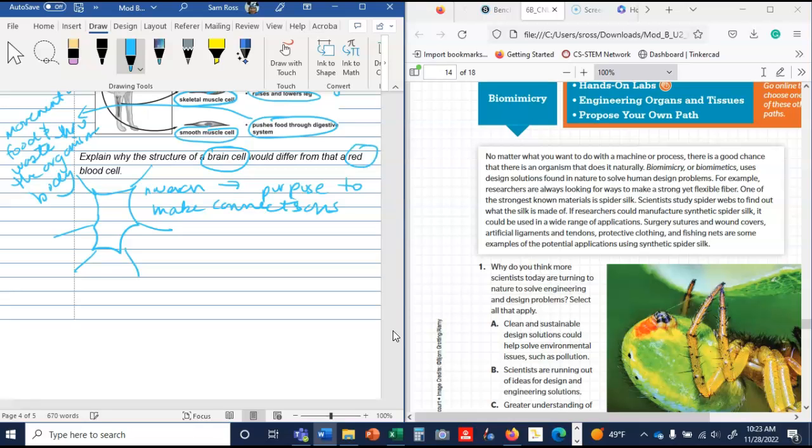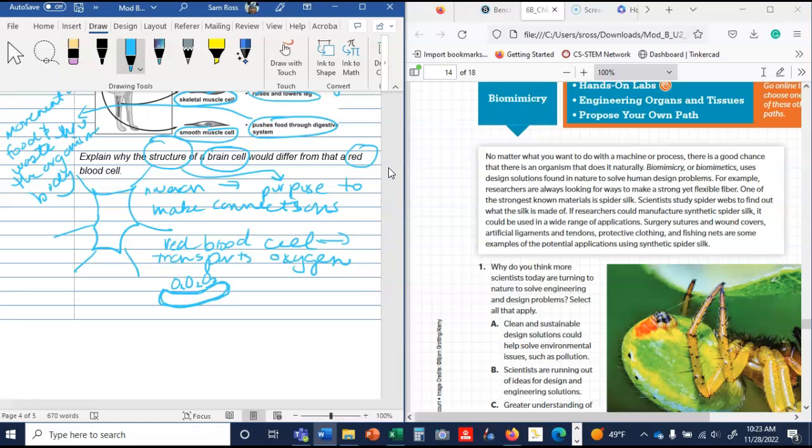The red blood cell is a transporter. Red blood cell transports oxygen or waste. Well, we'll say it transports oxygen. So it looks something like this. From the side, it almost looks like a canoe because it's transporting all of these oxygens on it. And that's why the structure is different, because the structure has to match the purpose.